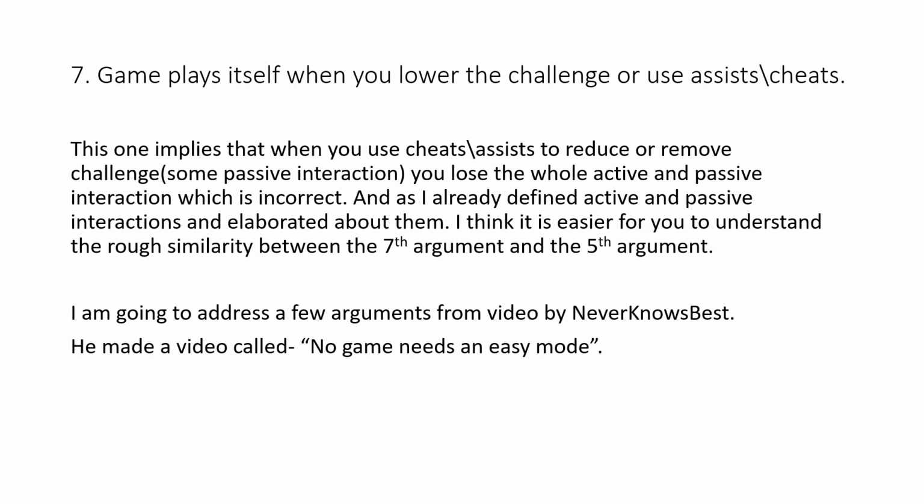Seventh argument. Game plays itself when you lower the challenge or use assists/cheats. This one implies that when you use cheat/assist to reduce or remove challenge, some passive interaction, you lose the whole active and passive interaction, which is incorrect. And as I already defined active and passive interactions and elaborated about them, I think it is easier for you to understand the rough similarity between the seventh argument and the fifth argument.